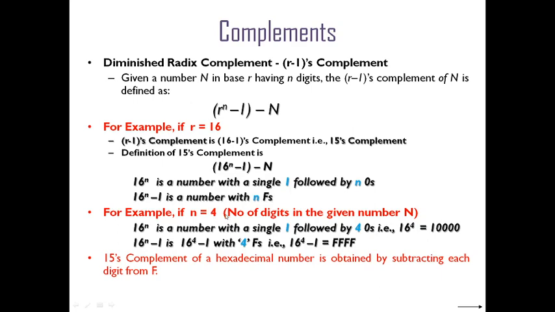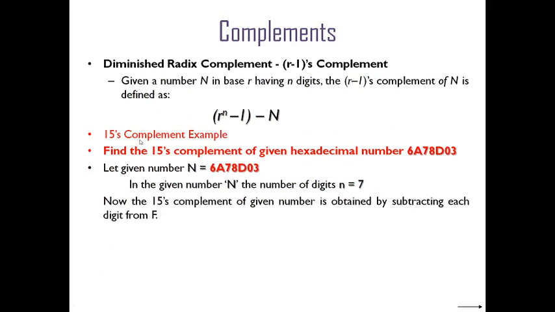For example, if you consider n equal to 4, that means the given hexadecimal number has 4 digits. Now 16 power n is 16 power 4, meaning 1 after 4 zeros. Now 16 power n minus 1 is 16 power 4 minus 1, which will be written as 4 F's. Okay. Next, the 15's complement will be obtained just by subtracting each digit in the given hexadecimal number from F. That is, if you subtract each digit of the given hexadecimal number from F, we get the 15's complement.